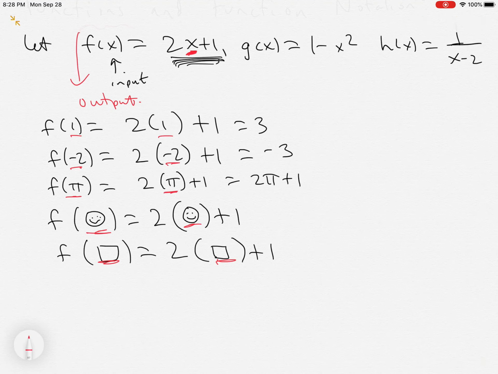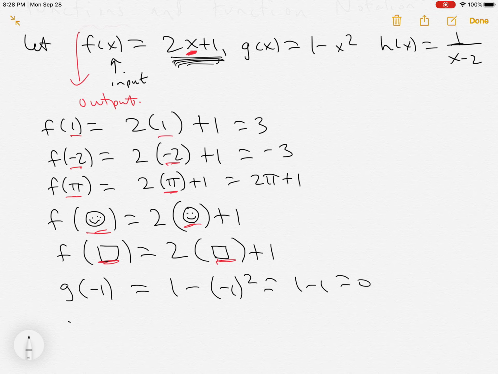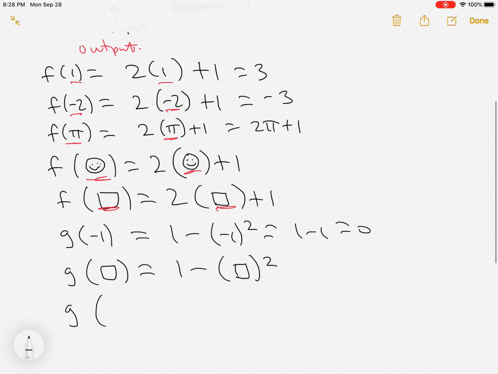And we can do the same thing with g. Let's look at g of minus 1. So this is 1 minus a minus 1 squared, which is 1 minus 1. That's 0. Let's look at g of square. That's 1 minus square squared. Let's look at g of smiley face. That's 1 minus smiley face squared.